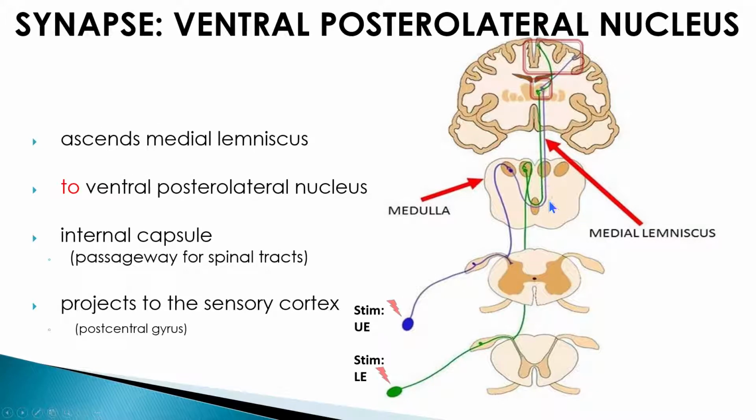After they cross over, they ascend up as the medial lemniscus to the internal capsule, where they synapse at the ventral posterior lateral nucleus. The internal capsule is a passageway for all spinal tracts, so motor and sensory fibers pass through here. After it synapses in the internal capsule, it projects out to the sensory cortex.